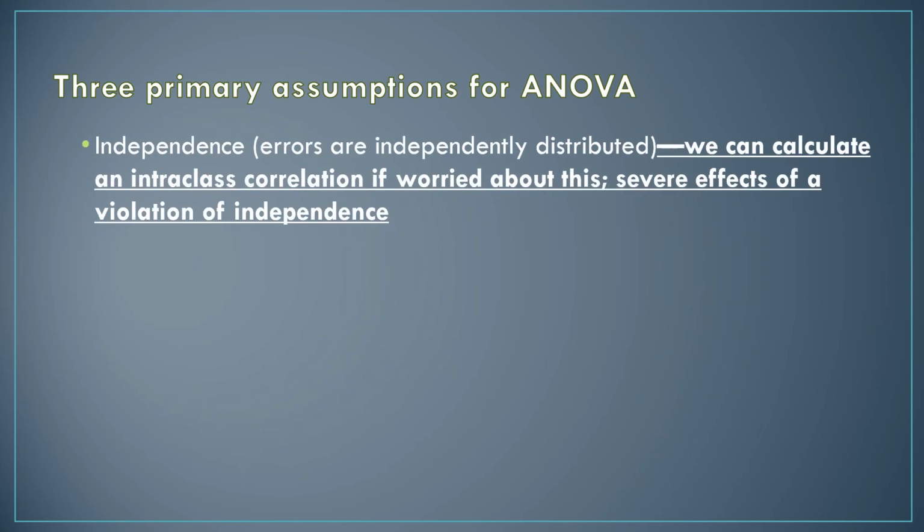So then for each one of these primary assumptions for ANOVA, they can be calculated in a number of different ways, but we'll give you just the primary ways of calculation. And so for independence, we tend to use the intraclass correlation. And you can use this to really assess if you have independence of your errors within your ANOVA distribution.